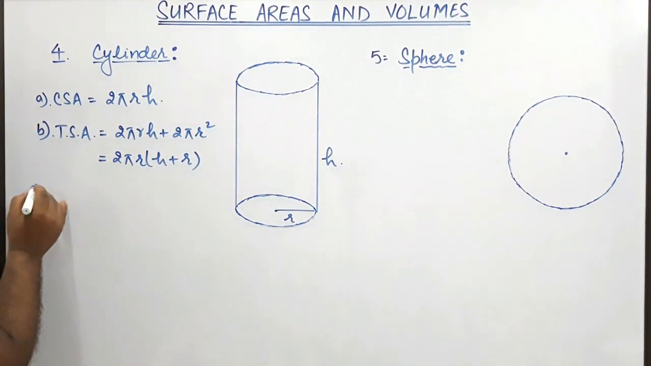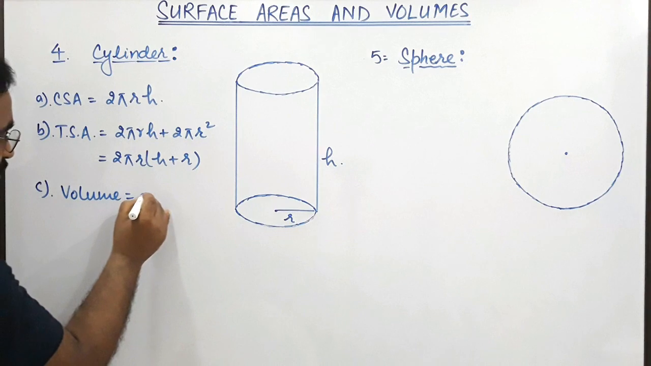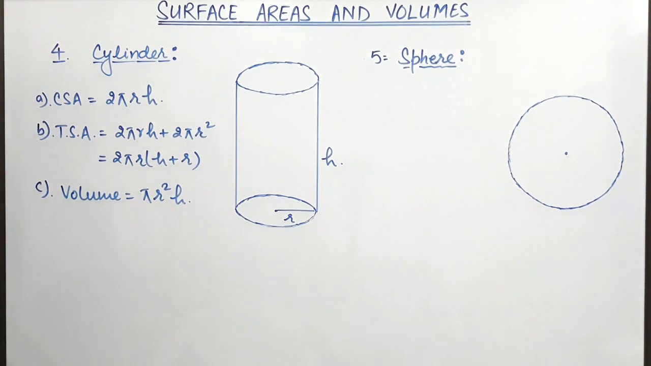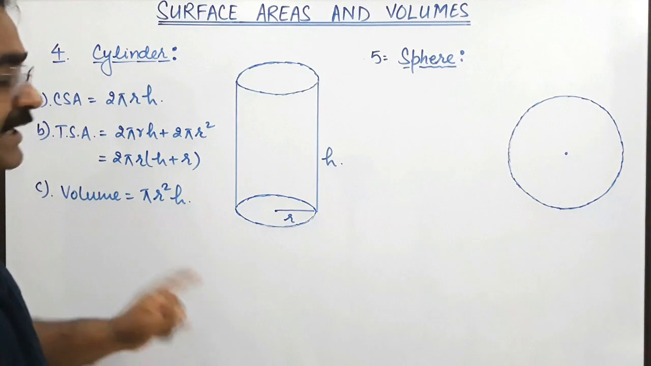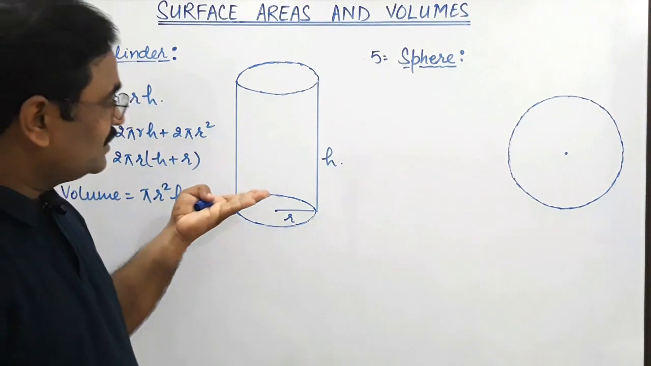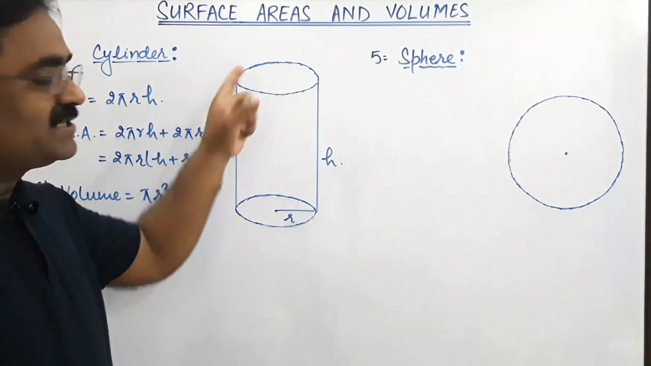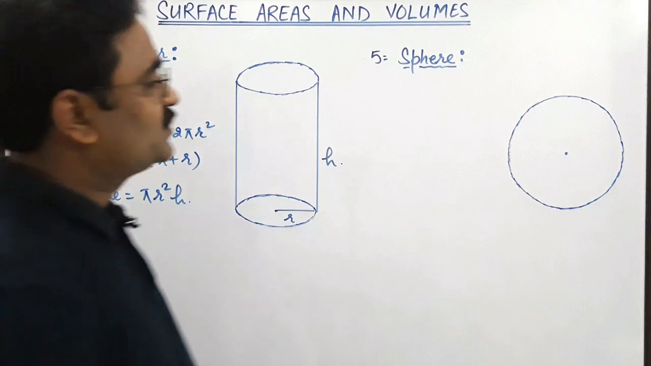This is the formula to find the total surface area of this cylinder. Now, the volume of the cylinder is equal to pi r square into height h. So this is all about the cylinder. This cylinder is also called a right circular cylinder. Right, because it is a right cylinder, and circular, because the base and top are circular, and it is a cylinder. Just the same as the sphere.